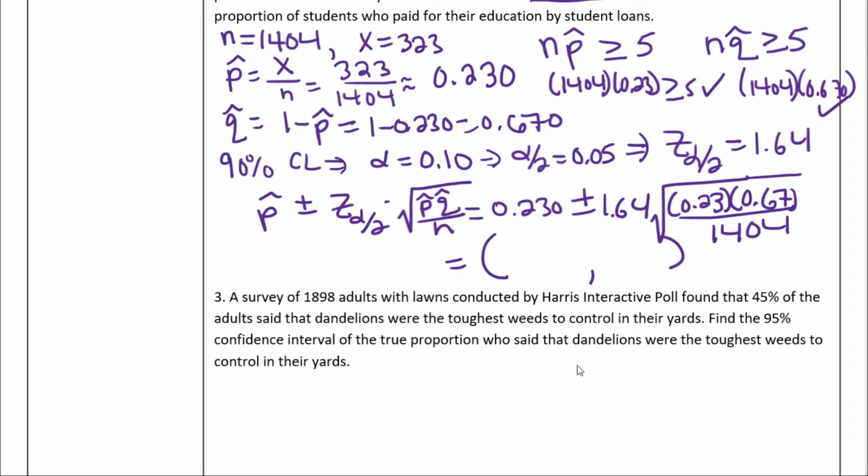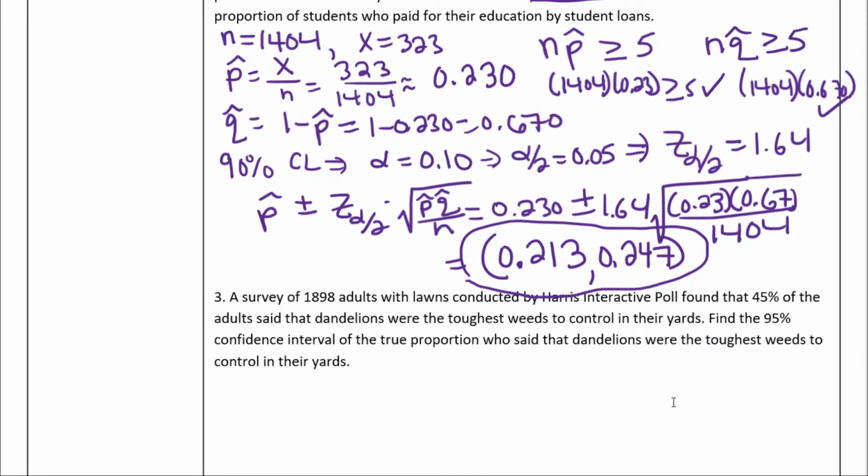Okay, so for the small number, I got 0.213, and we're going to try to do these in 3 decimal places for the proportions. And 0.247. All right, and that's your confidence interval. So this means that with 90% confidence, the population proportion, or the true proportion of students who paid for their education by student loans, is roughly between 0.213 and 0.247.